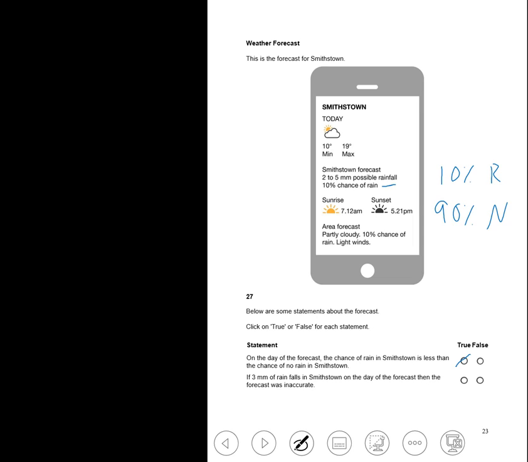That is false, because it's predicting that there's a possibility of 2 to 5 mils. So 2 to 5 millimeters. It's saying that there's a 10% chance of 2 to 5 and a 90% chance of nothing. So 3 millimeters is within the range of 2 to 5. So to say it's false, to say that it's inaccurate, is wrong.